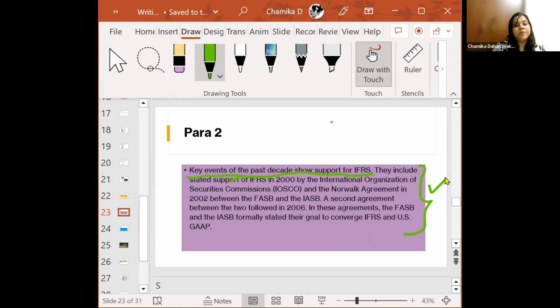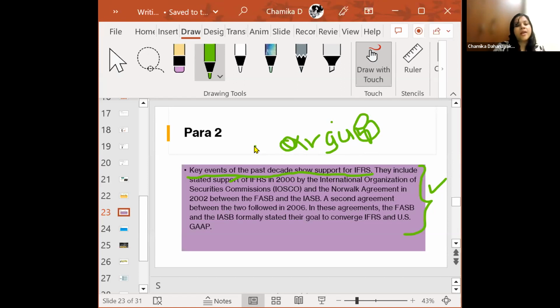So what is the main purpose in this paragraph? The main purpose here is to argue, or present an argument. So this is called an argumentative, right? So this is an argumentative piece of writing.